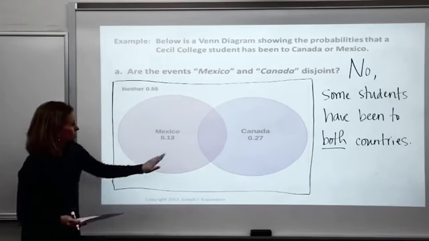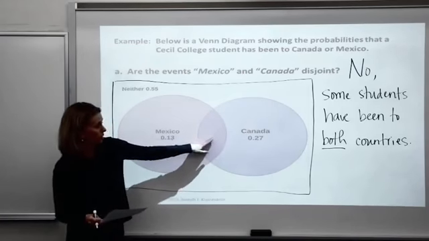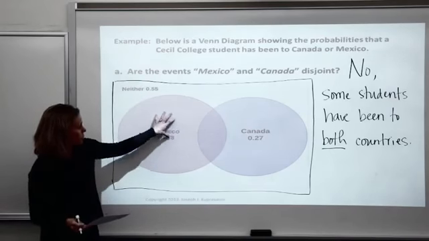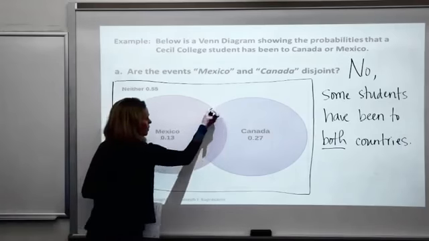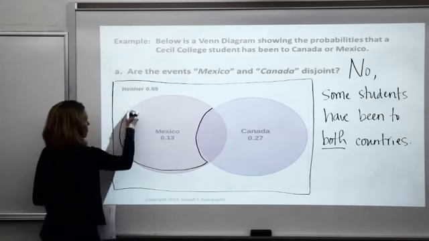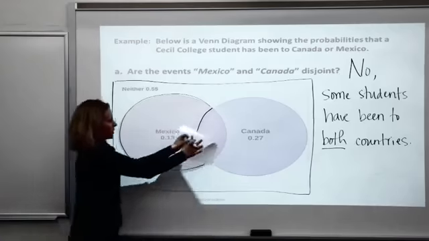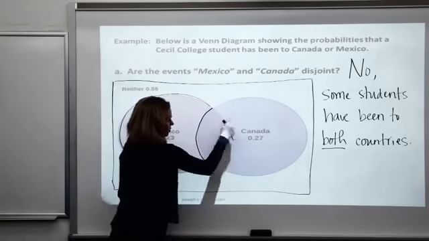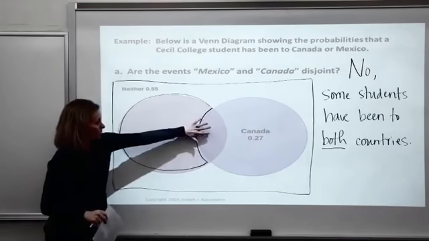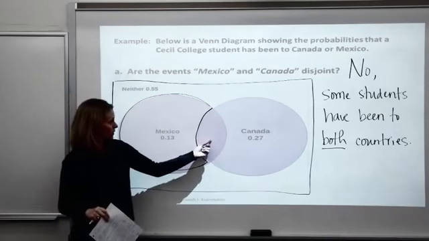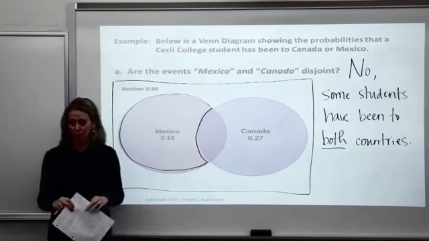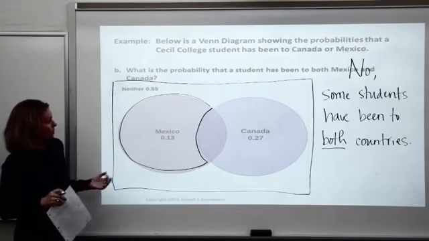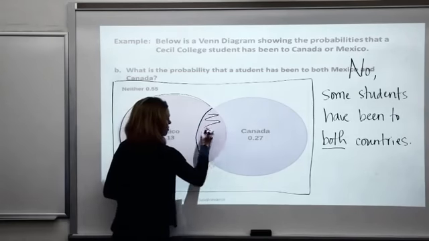All right, what if we wanted to know the probability that a student's been to both countries? We see the likelihood that they've been to neither. We know the likelihood that a student's been to Mexico. The students over here, in this part of the circle, have been to Mexico, but they've never been to Canada. Over here in this part of the circle, we see the students who have been to Canada, but have never been to Mexico. We're going to figure out the likelihood that a student's been to both countries. That's part B. So what's the probability that you've been to both? Well, that's the students right in here.